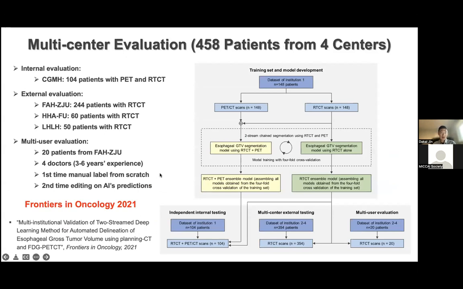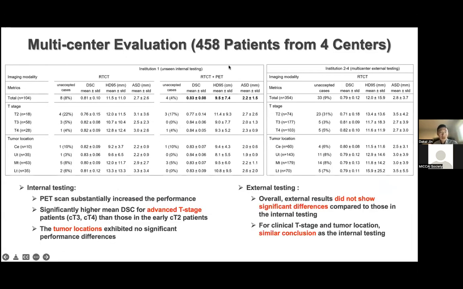And further, the authors conducted a multi-center evaluation using 458 patients from 4 centers, and also conducted some user evaluations to compare with the inter-user variations and the time saving. So here are the quantitative evaluation results. Institution 1 is the internal institution with unseen patients. For these institutions, both CT and PET images existed.